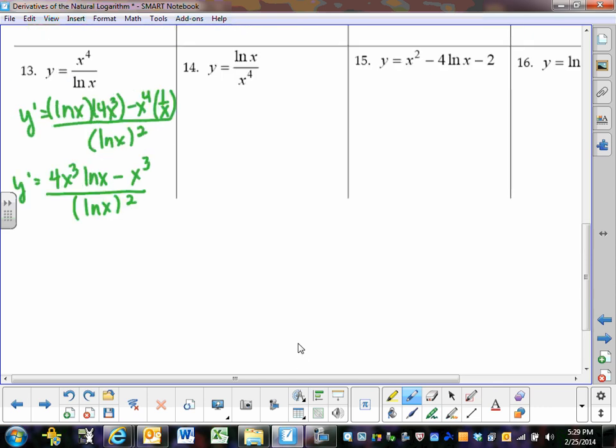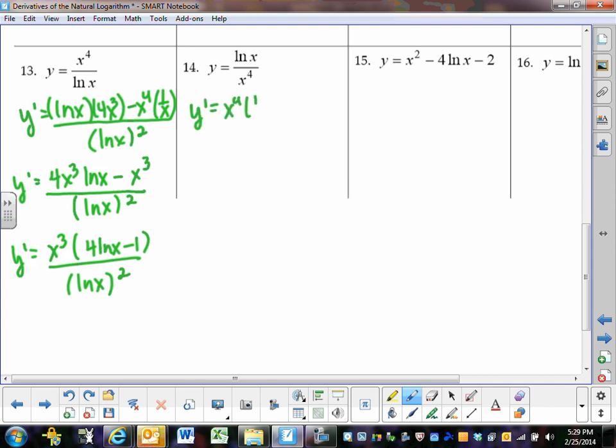Number 11 has to be a chain rule because it's not inside the natural log. So the power comes down, natural log of x to the 6th times the derivative of the inside. So you could see this as 7 natural log of x to the 6th over x, or maybe even 7 over x in front.